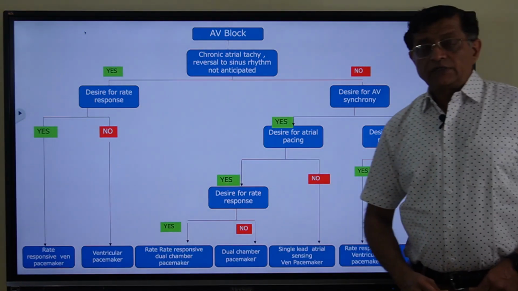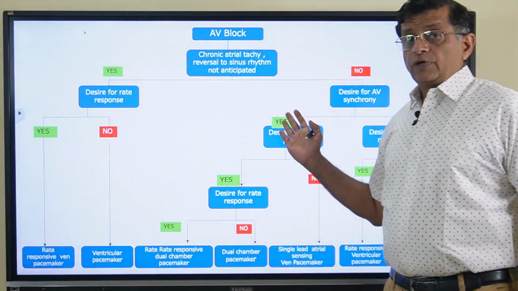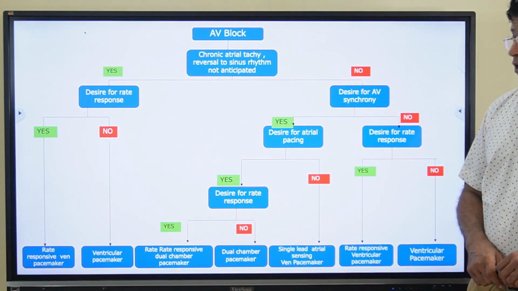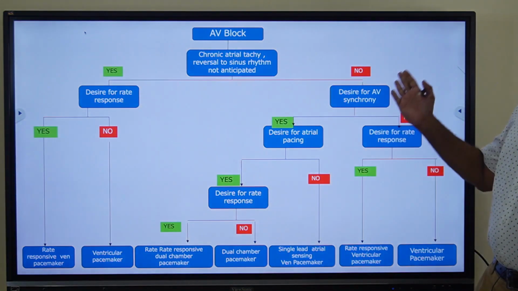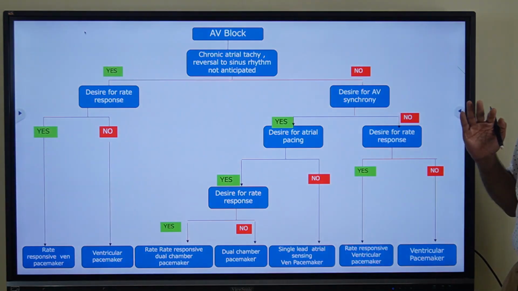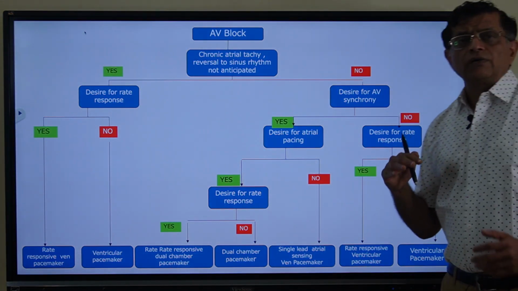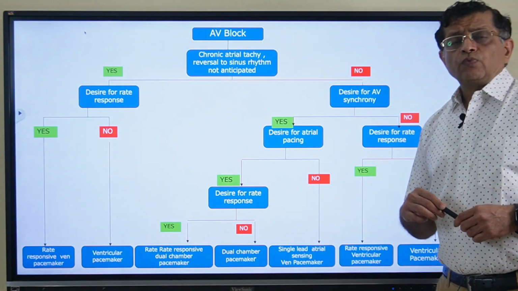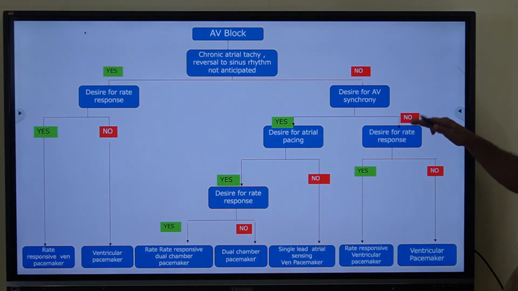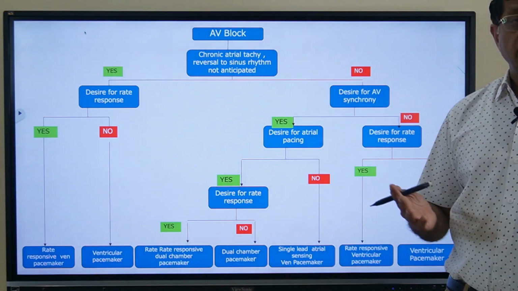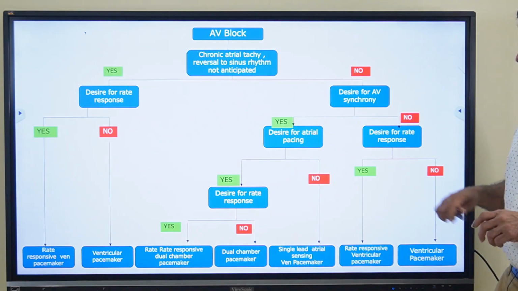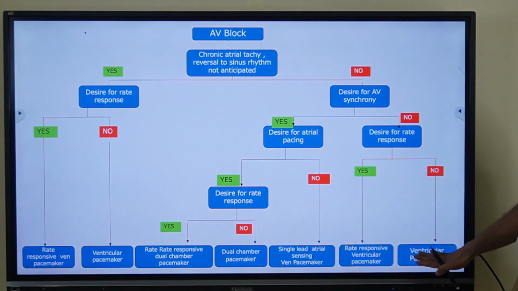Now, once you have decided that the patient requires a permanent pacemaker, we have seen this slide in earlier AV blocks lectures also. Just a revision, if you do not desire AV synchrony, like if the patient is a 90-year-old and not very well off, you will not go in for AV synchrony. You will also not go for rate response. Rate response means if the patient does an activity, the rate should improve to help improve the cardiac output.